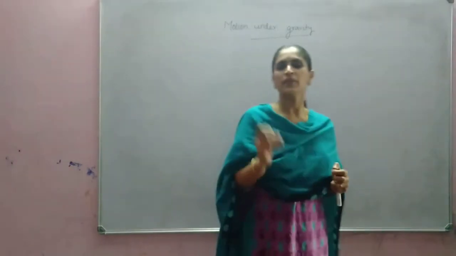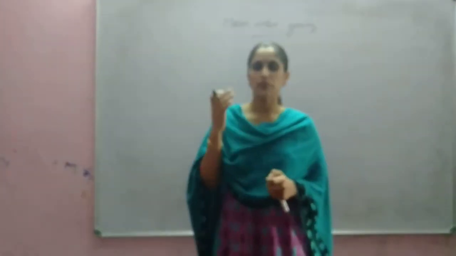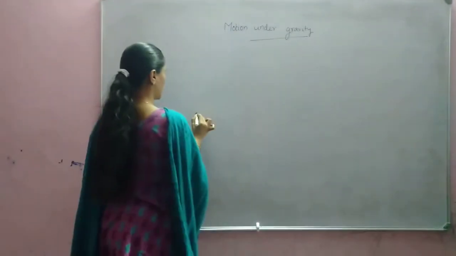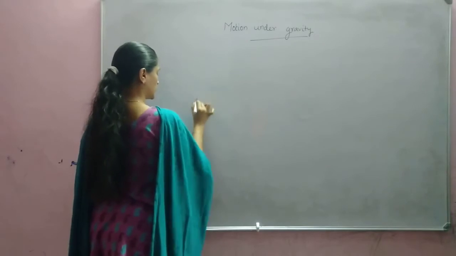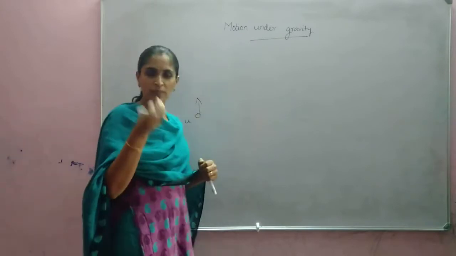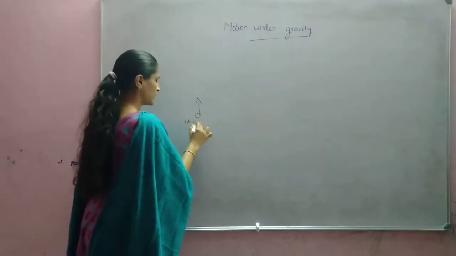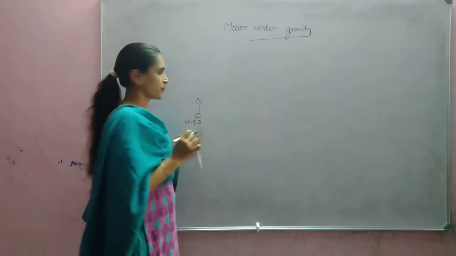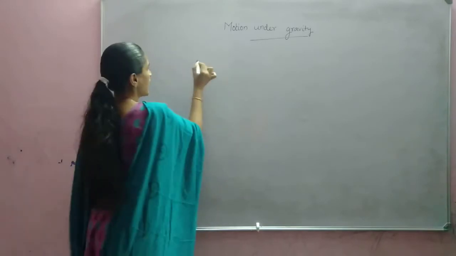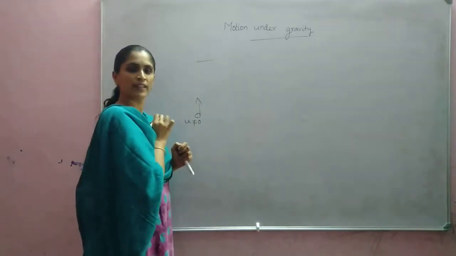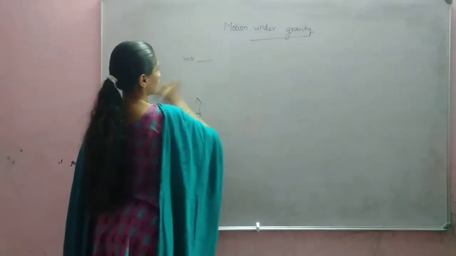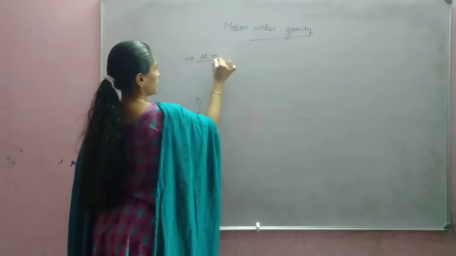In ninth standard, you have already studied the motion of an object under gravity. If an object is thrown upwards, what happens? You are throwing that object with some initial velocity, so the initial velocity will not be zero. As it moves up, its velocity gradually decreases, and after reaching a height, its velocity becomes zero. So v is equal to 0 when it reaches the maximum height.